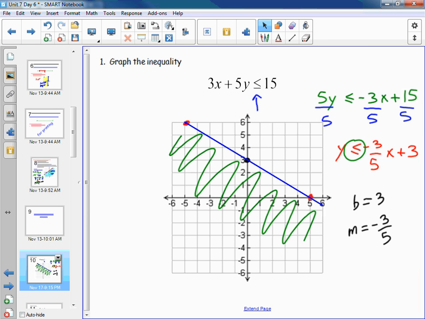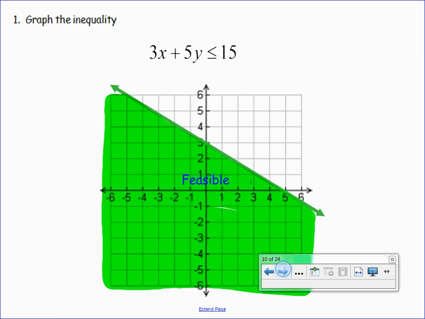If I didn't solve for y, I choose a test point, like 0, 0, and see if it satisfies the inequality. 0 plus 0 is 0. Is 0 less than or equal to 15? Yes, so I shade below the boundary line in either case. Let's check the answer. Survey says you are correct. So we have a boundary line, it's solid, and we shade below.